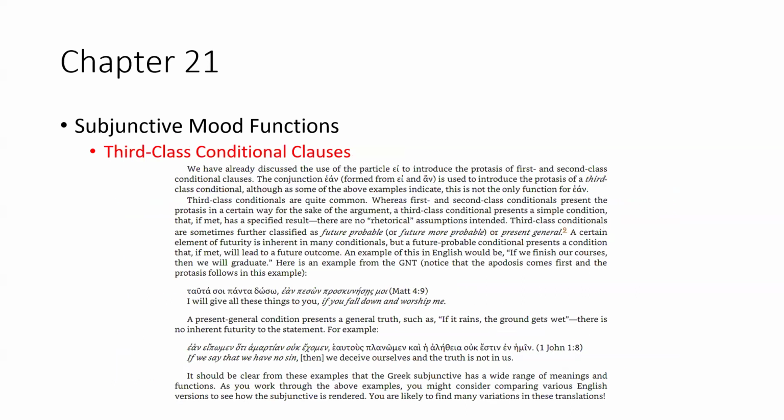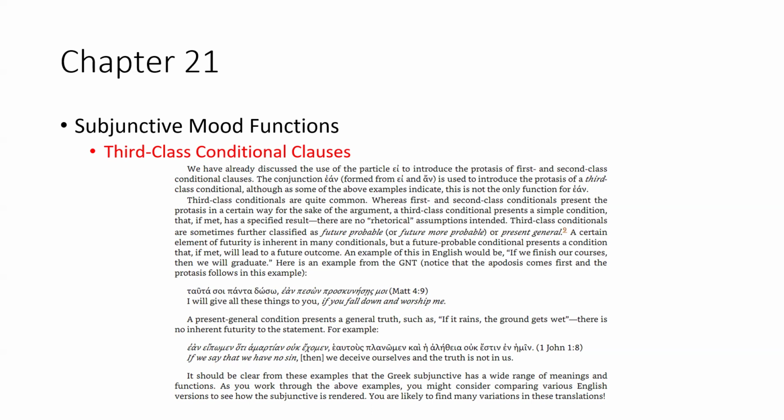Third class conditional clauses. We've already discussed the use of the particle ei to introduce the protasis of first and second class conditional clauses. The conjunction ean, formed from ei and an, is used to introduce the protasis of a third class conditional, although, as some of the above examples indicate, this is not the only function of ean. Third-class conditionals are quite common, whereas first and second-class conditionals present the protasis in a certain way for the sake of the argument. A third-class conditional presents a simple condition that, if met, has a specified result. There are no rhetorical assumptions intended.